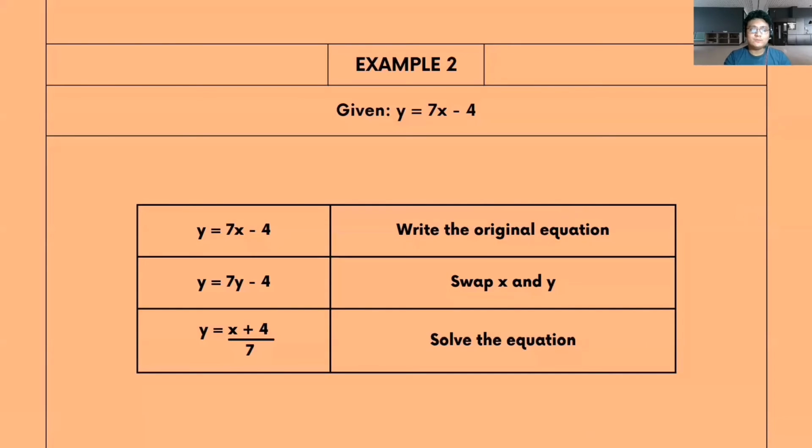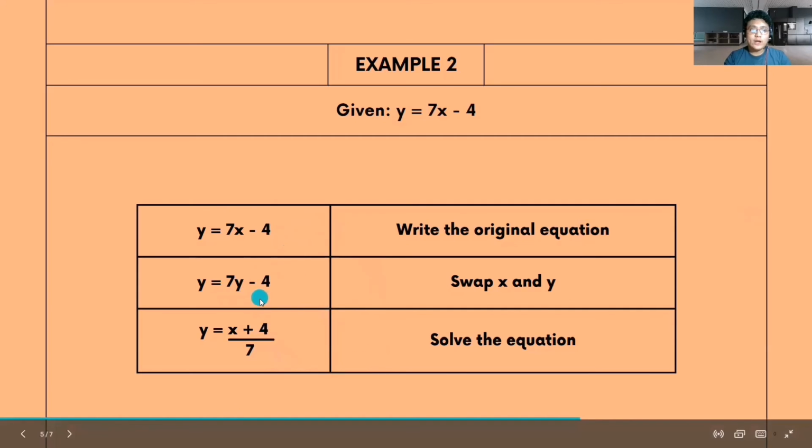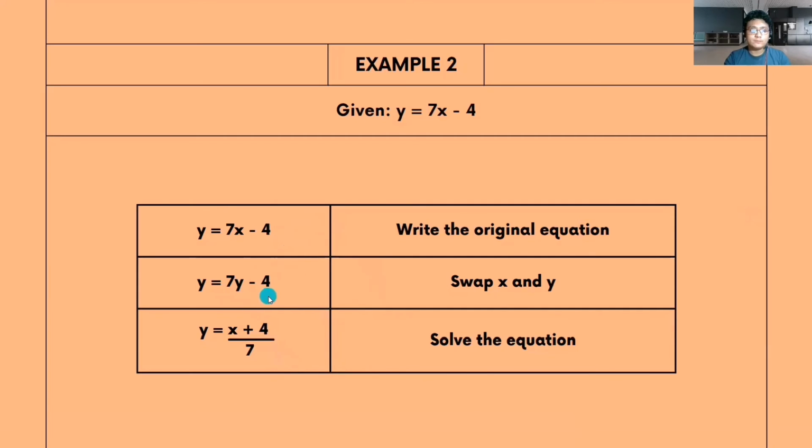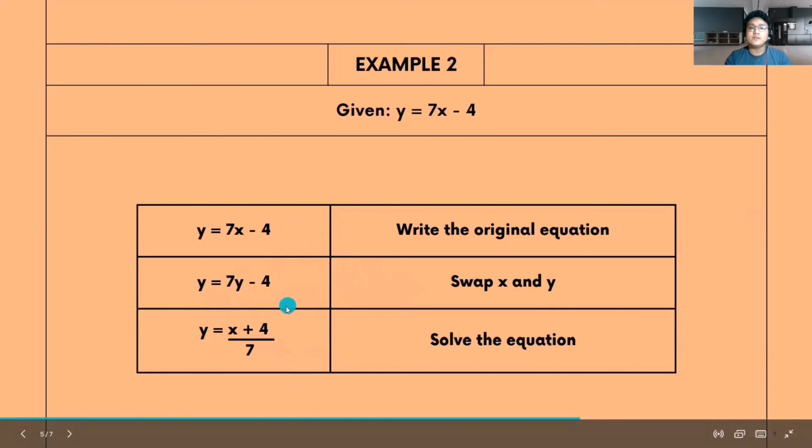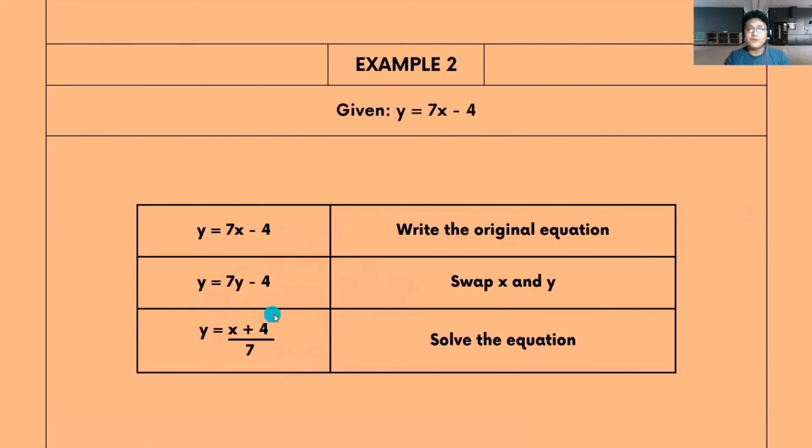Example number 2. Find an equation for the inverse of the equation y equals 7x minus 4. Like the first example, we need to write the original equation first, and then swap the variables from y equals 7x minus 4 to x equals 7y minus 4. Now, we need to solve for y, which gives us the final answer of y equals x plus 4 over 7.